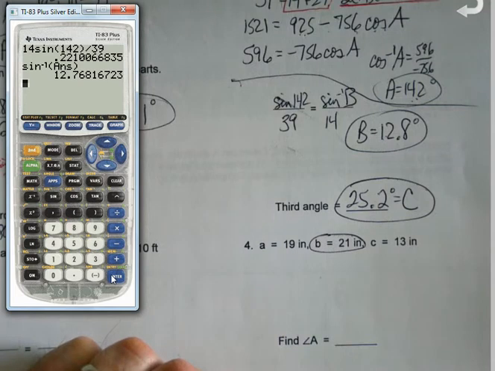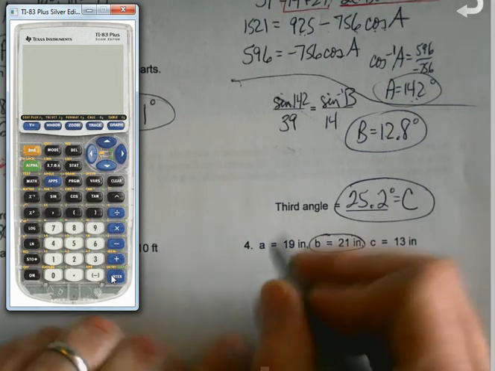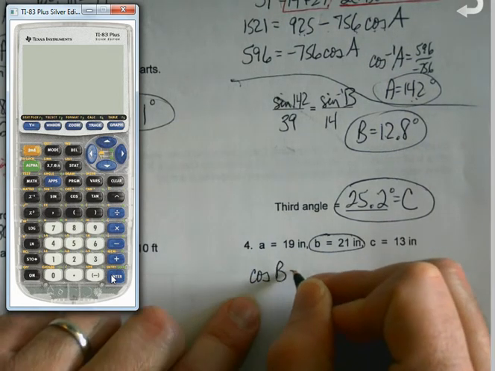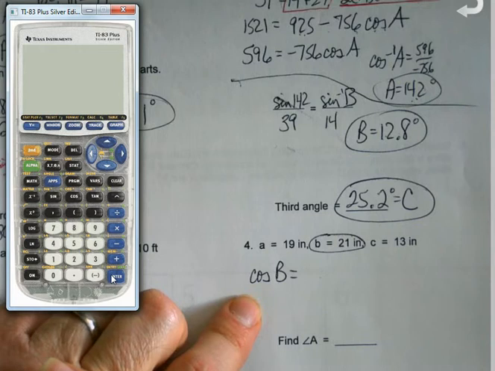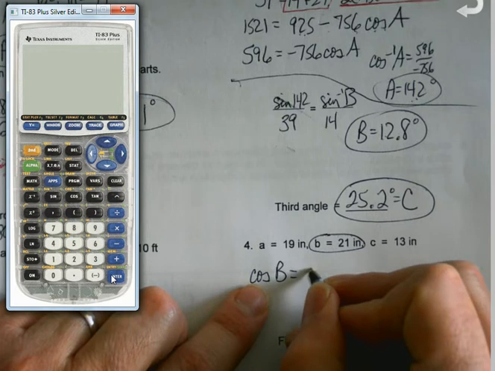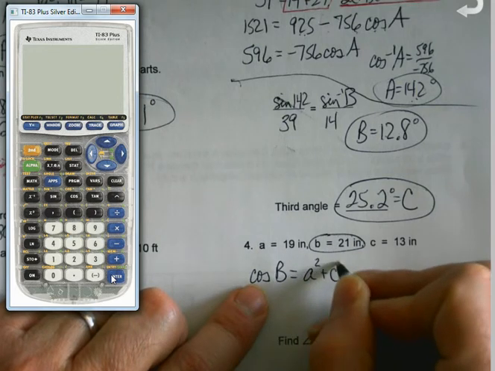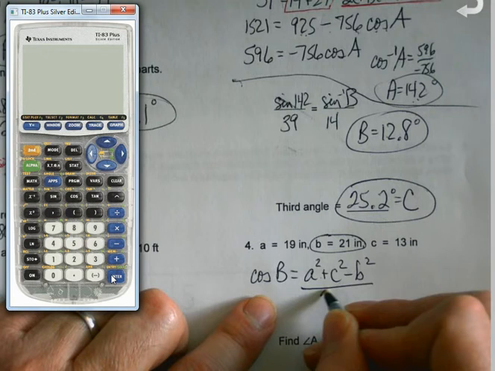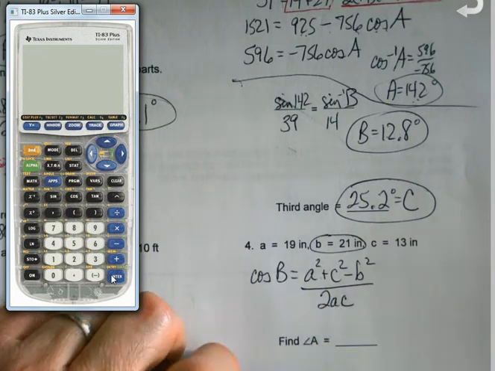I'm going to start with B. So if I was looking for angle B, I'd have the cosine of B. And when you look up at the fraction that's up top, that b squared would get replaced with a squared. Now, a and b are going to change places. So a squared plus c squared minus b squared over 2ac.